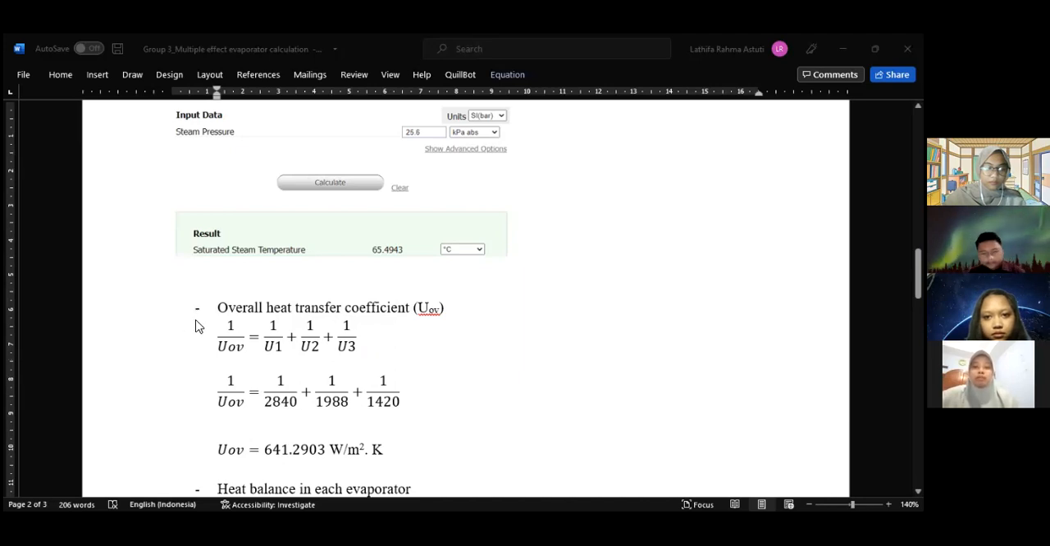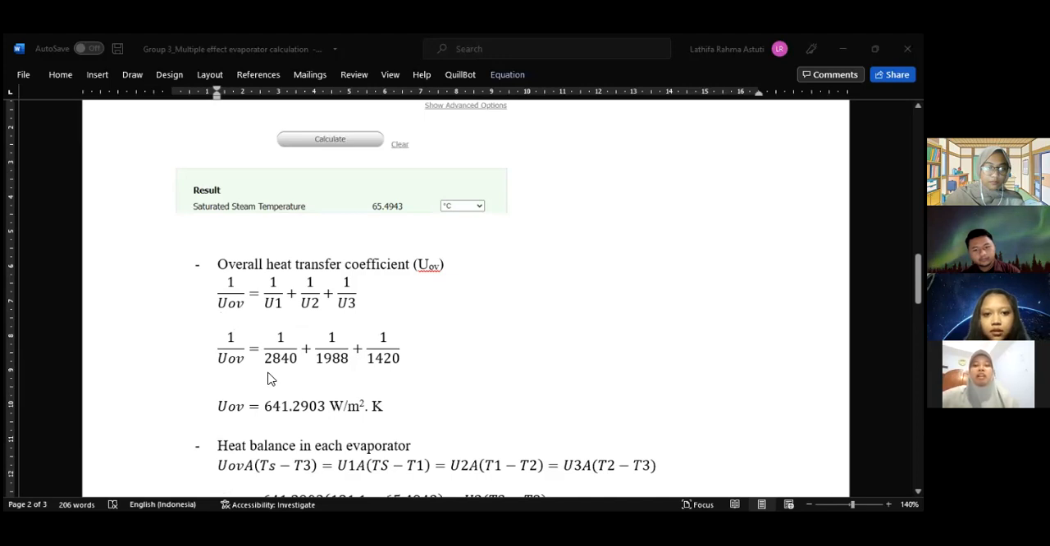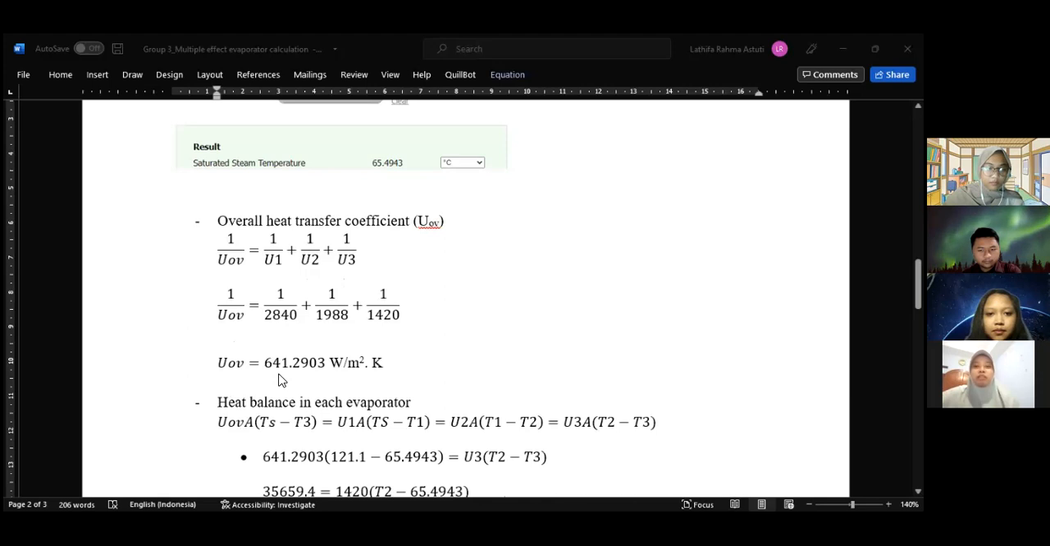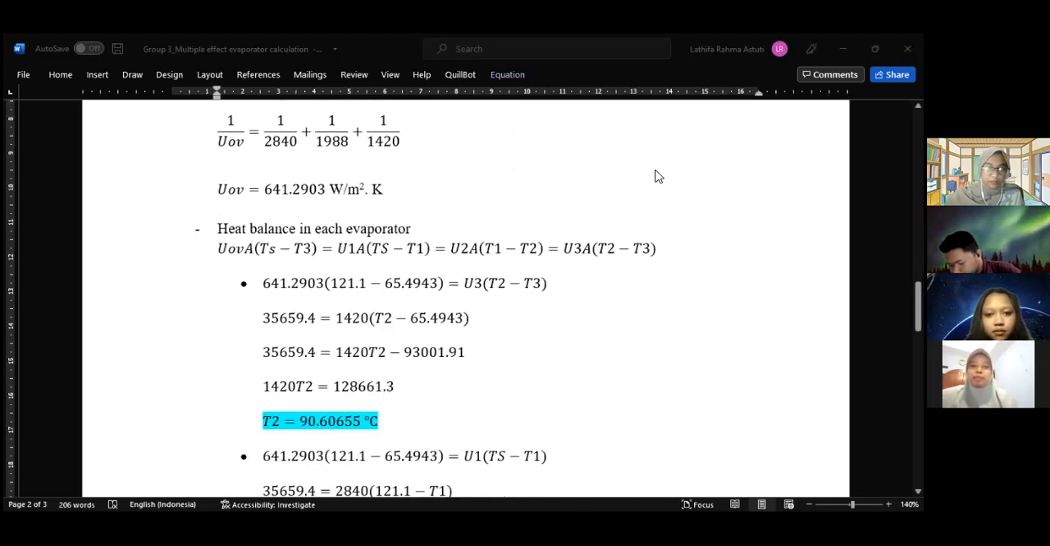And after that we need to find the U overall, or overall heat transfer coefficient. The formula for U overall is 1 per U overall equals 1 per U1 plus 1 per U2 plus 1 per U3. Because the values of U1, U2 and U3 are given in the question, we just input the values and then calculate. After that, we get the value of U overall, the overall heat transfer coefficient, equal to 641.2903 watt per meter square Kelvin. And the next will be explained by Devania.